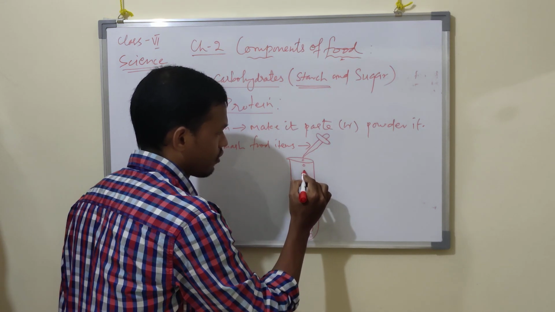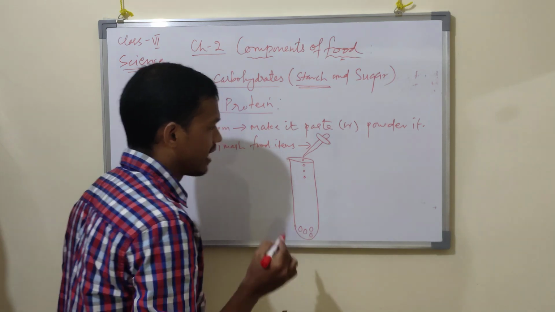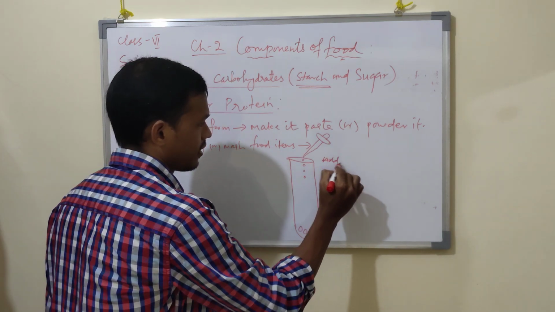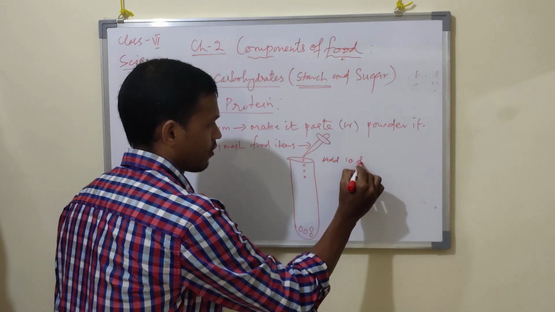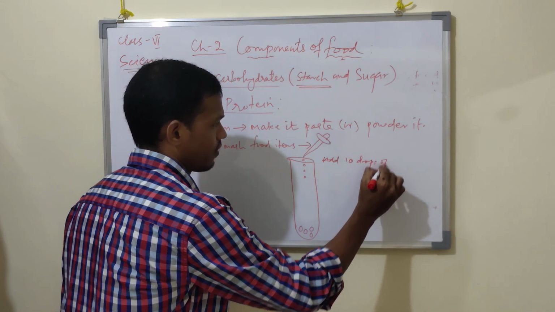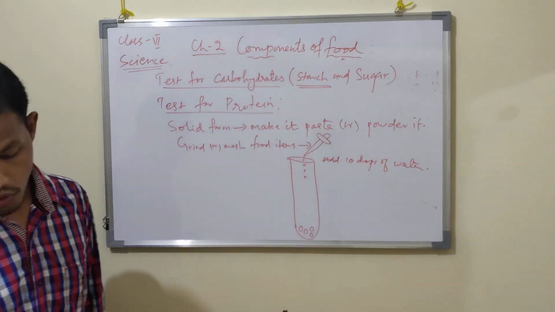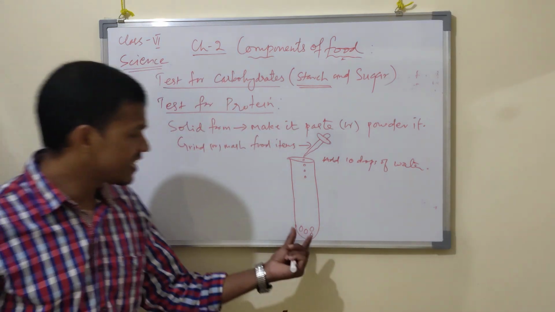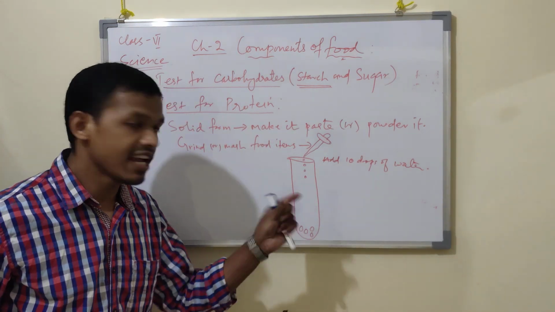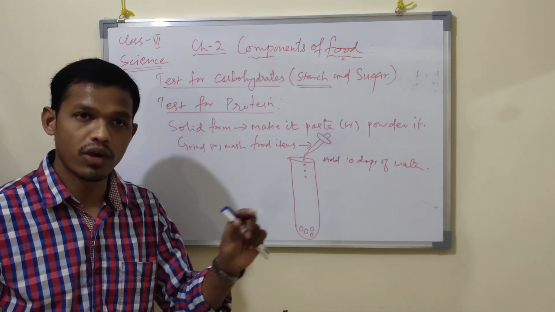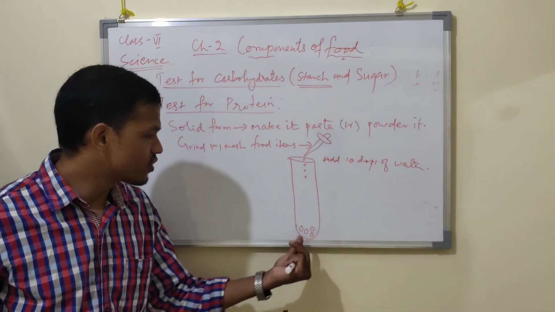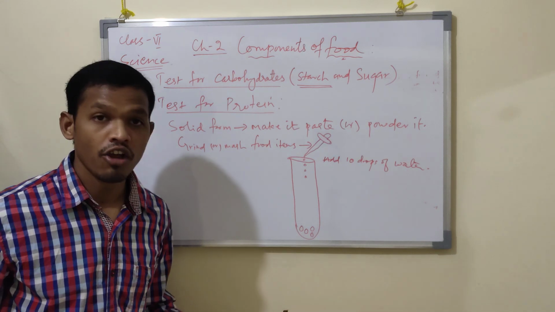Now add 10 drops of water. Then after adding 10 drops of water, you shake that test tube. You shake it well. After it is properly mixed, the water is mixed with this food item.